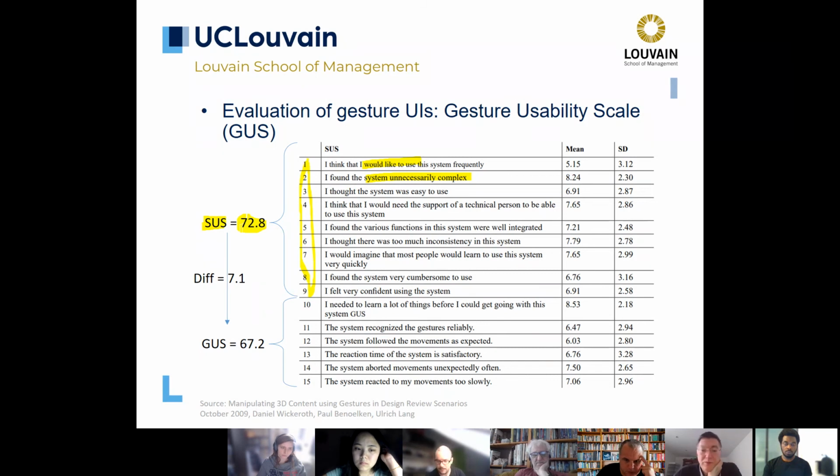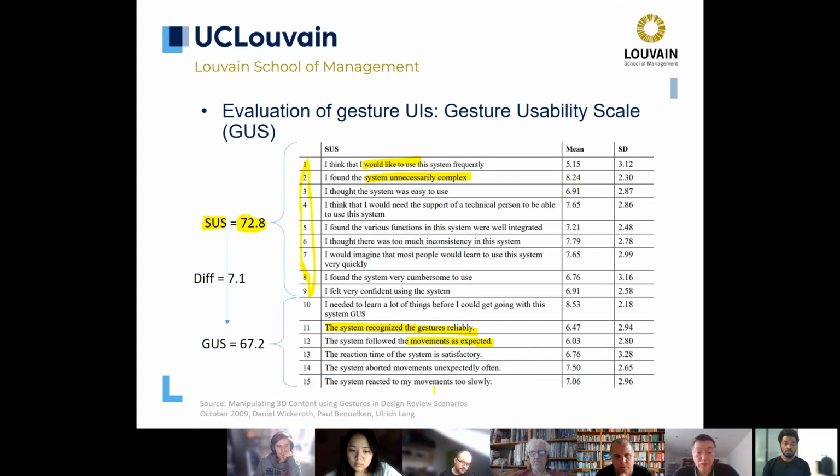So since there is nothing specific to gestures, Daniel Wickroth and colleagues introduced some more statements on top of SUS, so they call it GUS, for Gesture Usability Scale. They added a few more statements that are specifically tailored to evaluate a user interface involving gestures. Like, for instance, the system recognizes the gestures reliably. If you remember, this is related to performance. Or the system followed the movements as expected. So here, maybe this is also related to performance. The reaction time of the system is satisfactory. So this is pretty much related to efficiency.